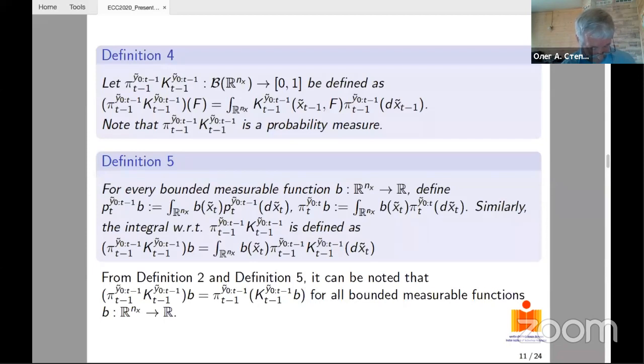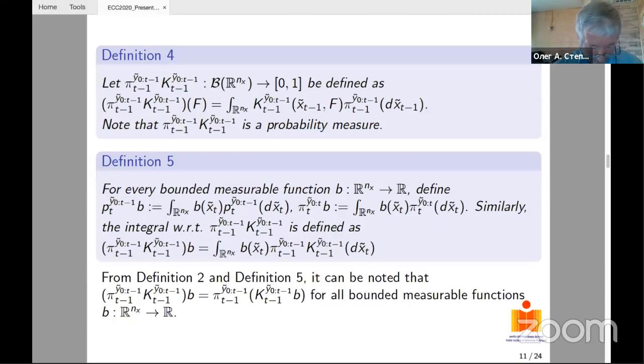Here we define notation for another integration. The pi t minus 1 kt minus 1 is defined as a new measure by integrating the conditional probability kt minus 1 with respect to the posterior measure pi t minus 1. Similarly, we define other integrals. For any function b, the integral with respect to the prior measure and posterior measure, and the integral with respect to the measure defined above, are all defined as shown.